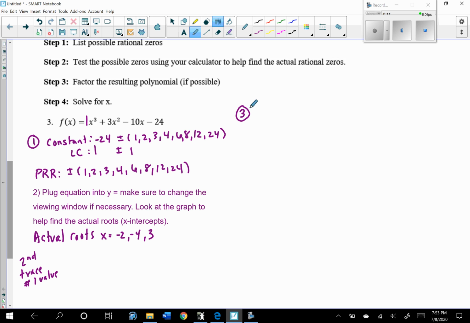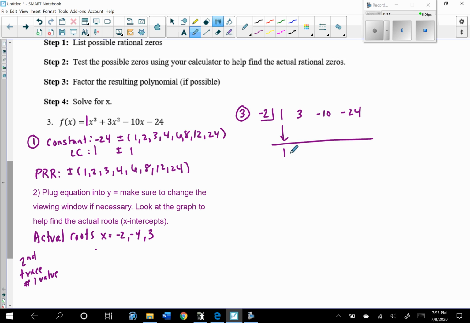So we're going to use synthetic division. So you can pick any one of these. It doesn't matter, negative 2, negative 4, 3, any one to do the synthetic division. So I'm going to use my polynomial coefficients, 1, 3, negative 10, and negative 24.